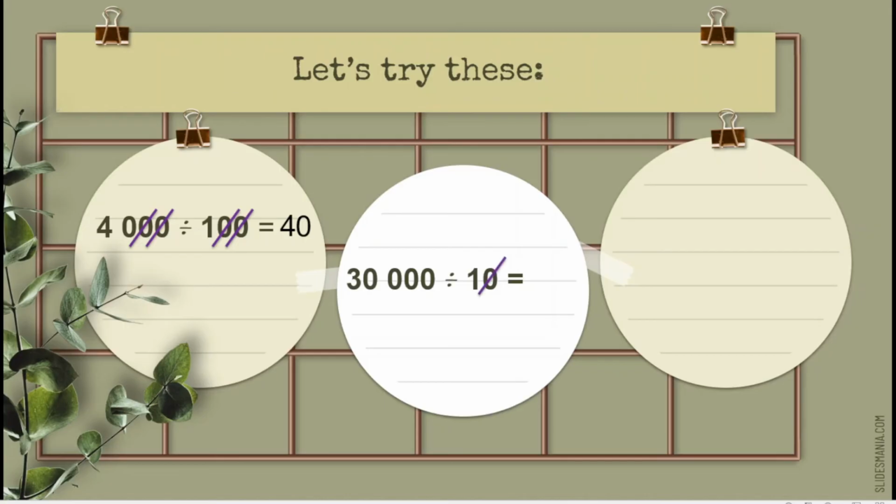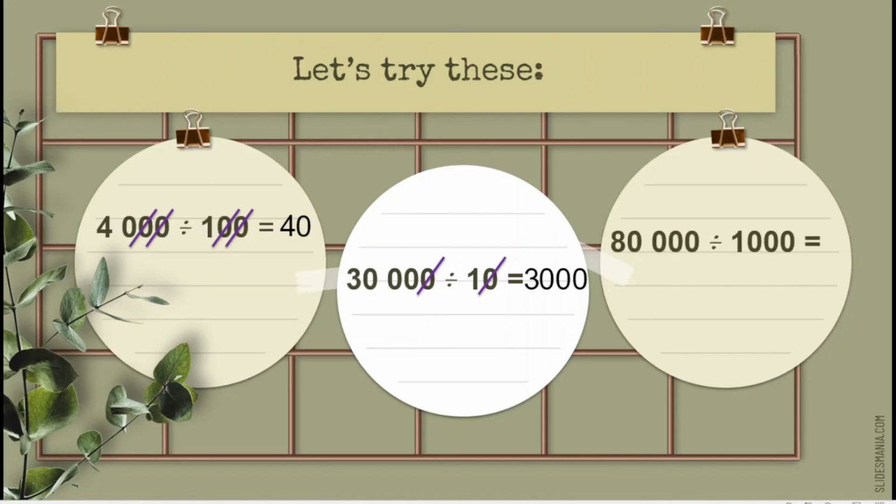Yes, you will cancel 1 zero only from the divisor as well as in the dividend. After that, we are now going to divide 3 by the digit 1. 3 divided by 1 is equal to 3. And then count the number of zeros. 1, 2, 3. So we will just affix 3 zeros in our quotient. So our special quotient is equal to 3,000.